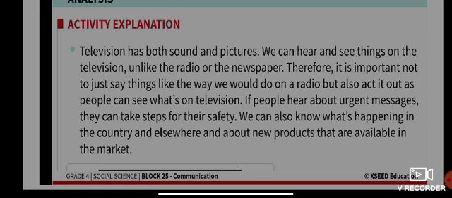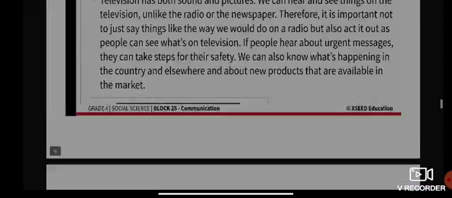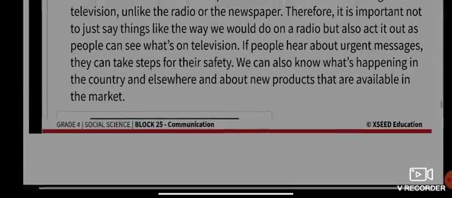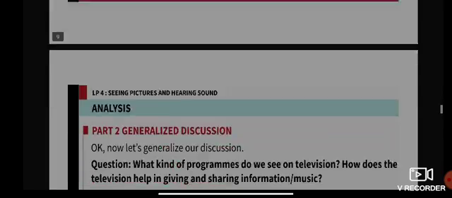Similarly, it is important not to just say things the way we could do on radio, but also act it out as people can see what's on television. If people hear about urgent messages, they can take steps for their safety. We can also show what's happening in the country and elsewhere. And new products that are available in the market, like a car, a mobile phone, or anything, can be best advertised on television.